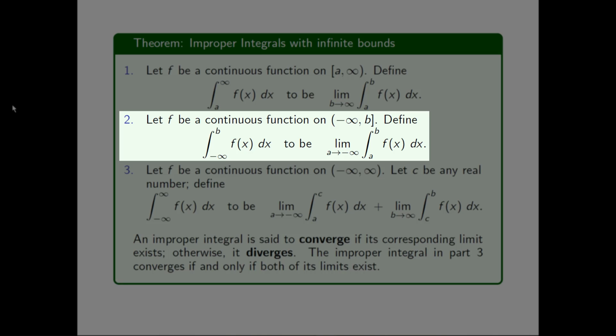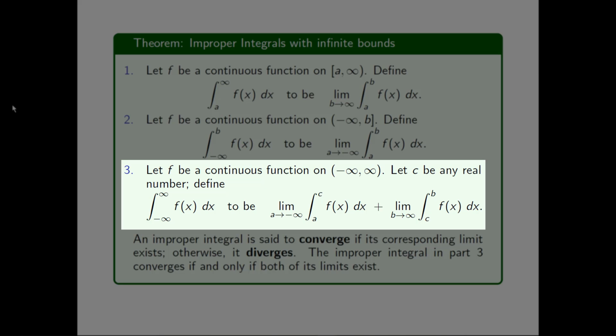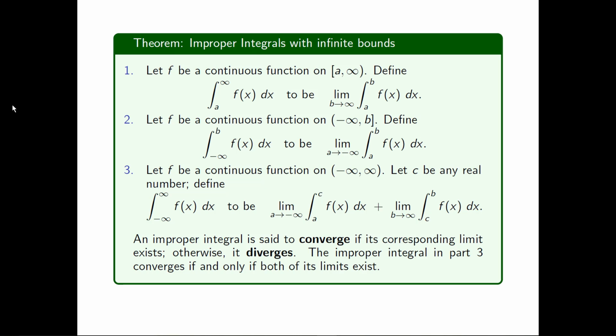Our second type: instead of going from a to infinity, we're going from negative infinity to b. Again, we replace the negative infinity with an a, and take a approaching negative infinity. Then finally we could have it going from negative infinity to infinity, and essentially we do both pieces. We go from a going to negative infinity and b going to infinity, and take both of those integrals.